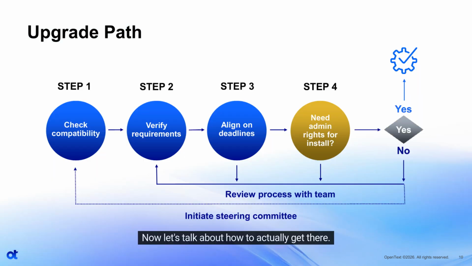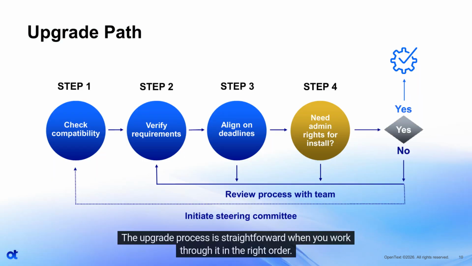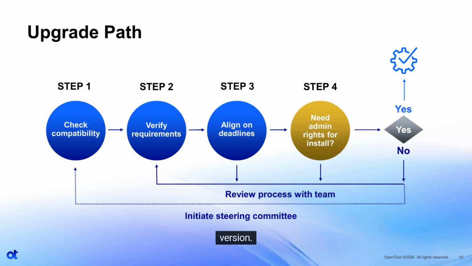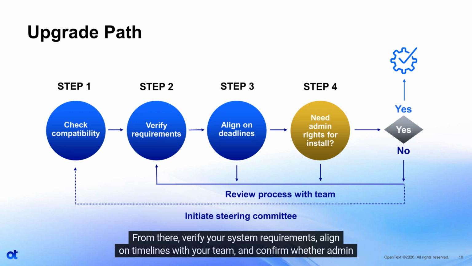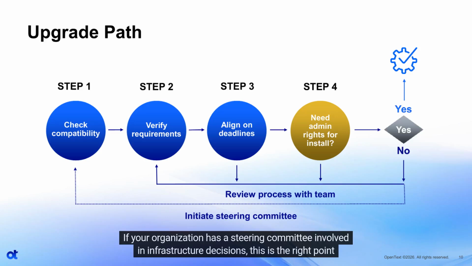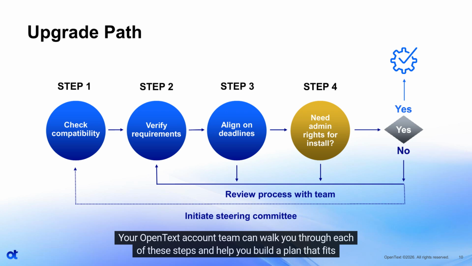Now let's talk about how to actually get there. The upgrade process is straightforward when you work through it in the right order. Start by checking compatibility to make sure your current environment meets the requirements for this version. From there, verify your system requirements, align on timelines with your team, and confirm whether admin rights are needed for installation. If your organization has a steering committee involved in infrastructure decisions, this is the right point to loop them in. Your OpenText account team can walk you through each of these steps and help you build a plan that fits your environment.